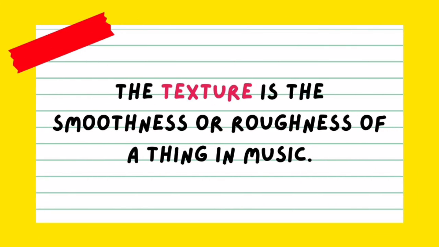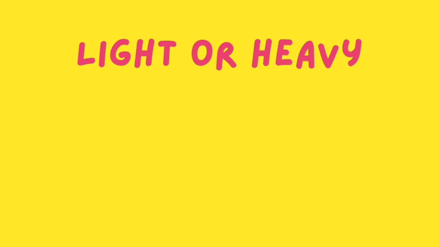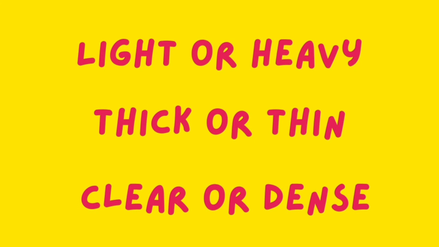Let's go on to the texture in music. The texture is the smoothness or roughness of a thing in music, and it can be light or heavy, thin or thick, and clear or dense.